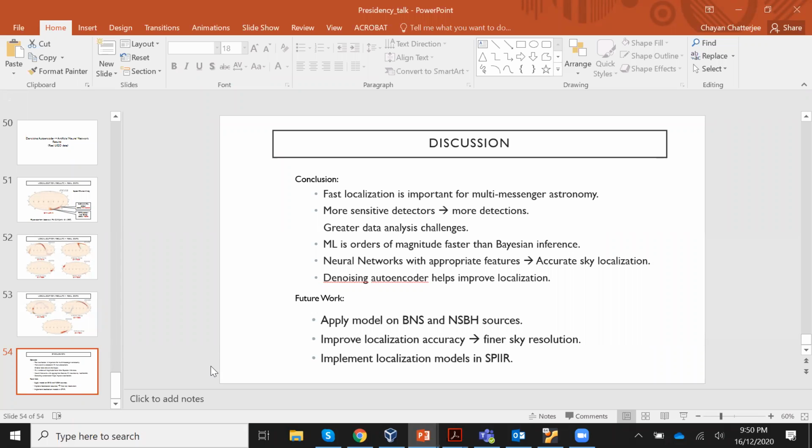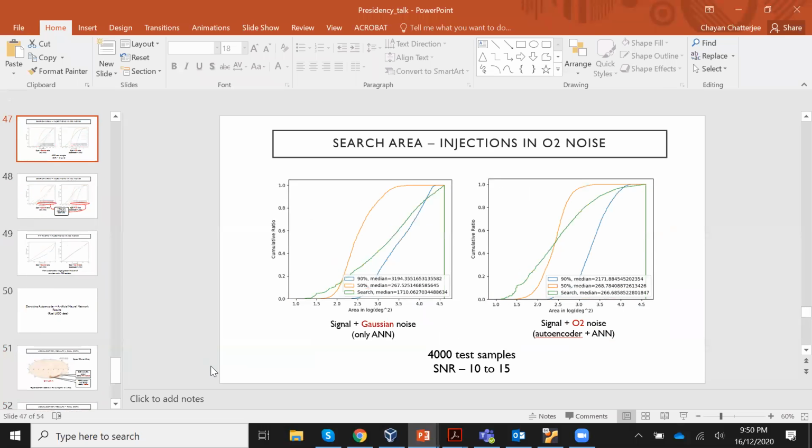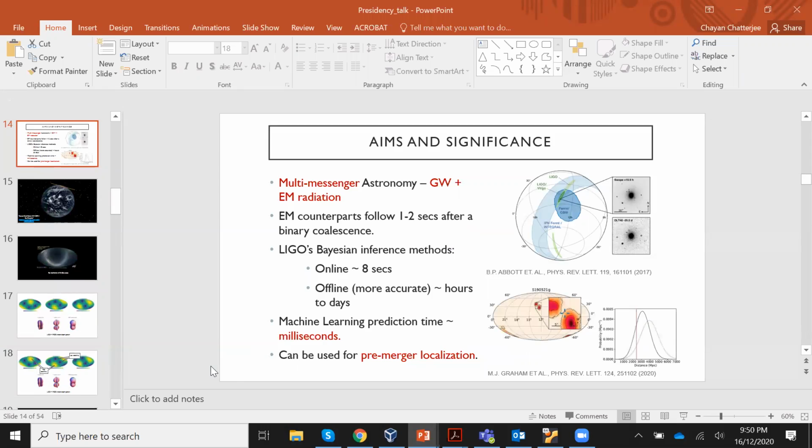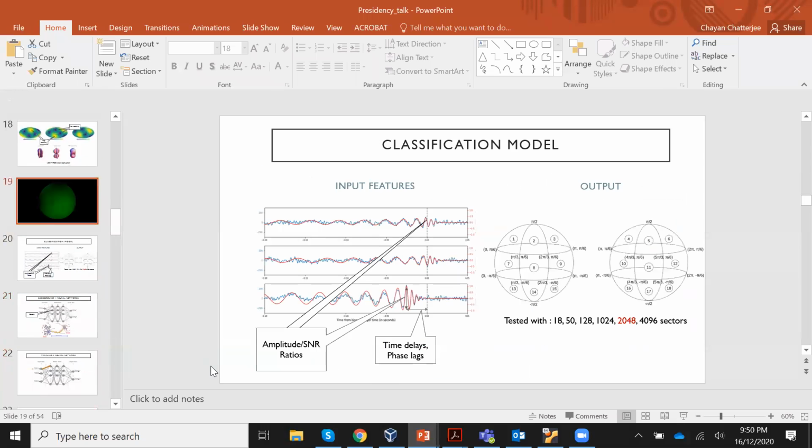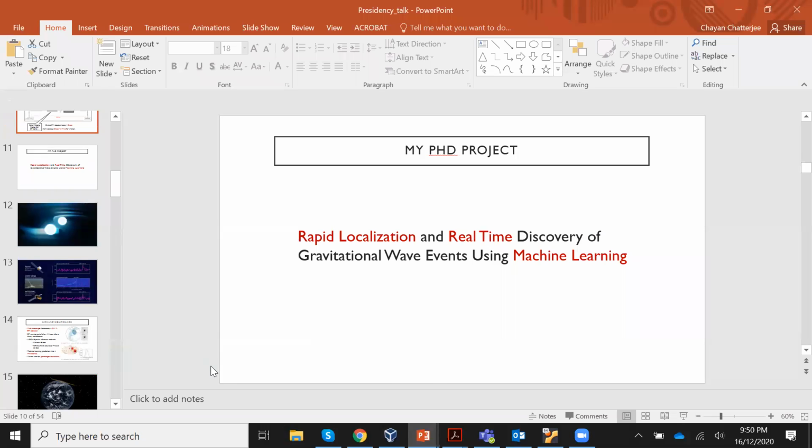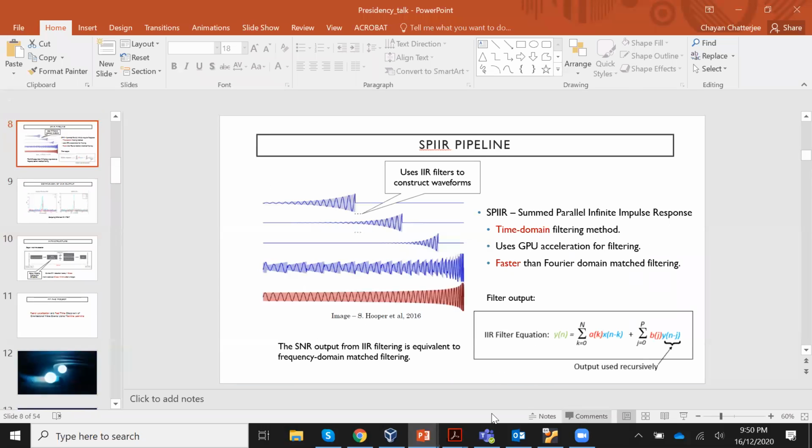Right now, the pre-merger localization infrastructure has been tested for 2 pipelines, which are SPIIR and GstLAL. And the way SPIIR does that is by having chopped templates. So let me go back to the slide. Let's say this is the gravitational waveform, and for pre-merger detection or localization, we can have chopped templates. And we basically do match filtering using these chopped templates and get the SNR peaks.